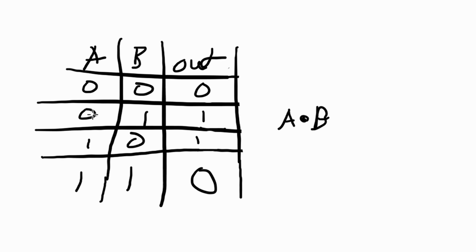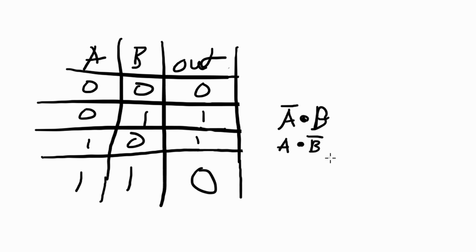Now, this here is a 0, so it's basically inverted A. That means you put an inverted sign on the A. So it's now not A times not B. Same thing goes with this line. This line has a 1, so A is 1, so that's not inverted. B is 0, so B gets inverted.